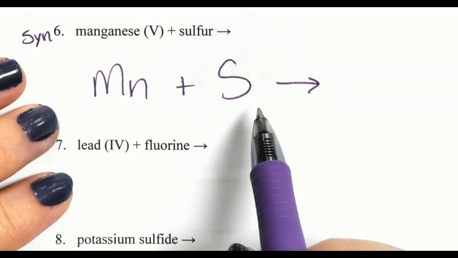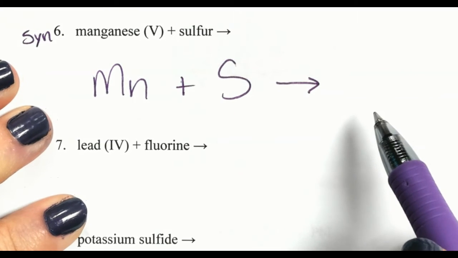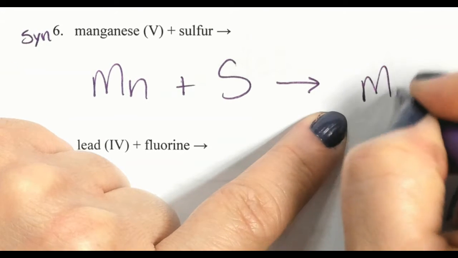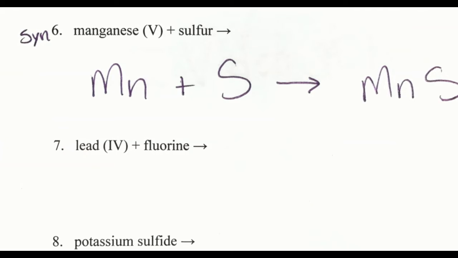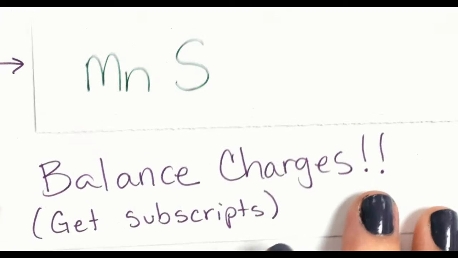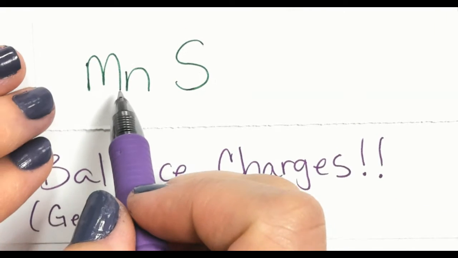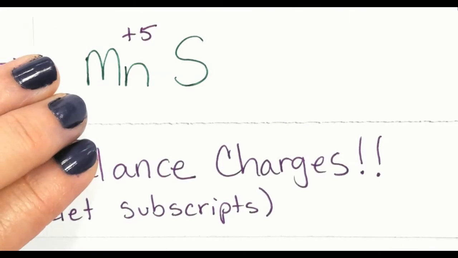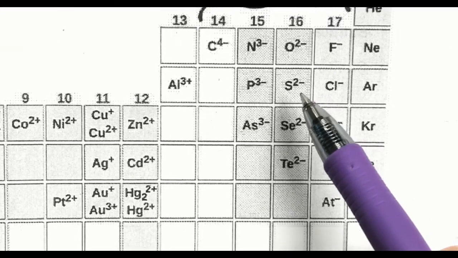So we're going to combine the two elements on the right hand side to create the product. So you're going to have MnS. Now, we're not done. We have to balance the charges. So we're going to balance the charges of MnS, and if you recall, manganese had a Roman numeral of 5. So that means this has a charge of plus 5, and then the sulfur, when I go look on the periodic table, has a charge of negative 2.